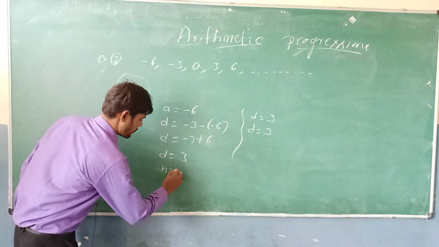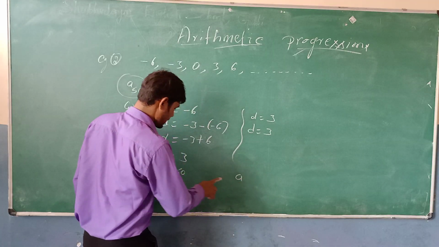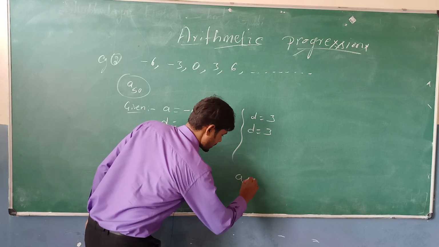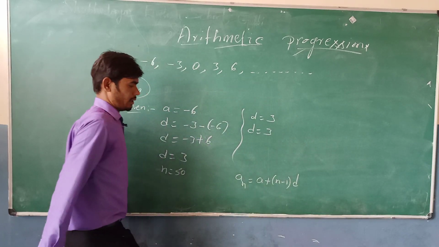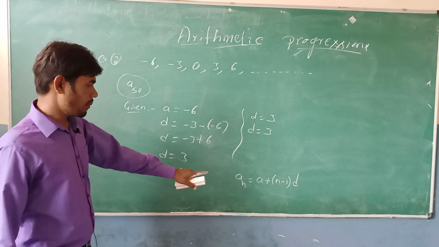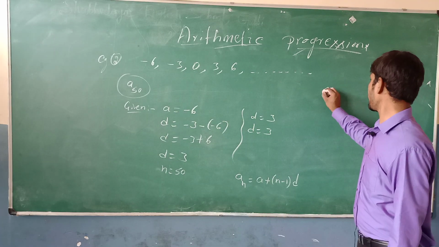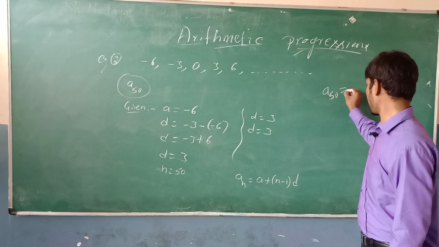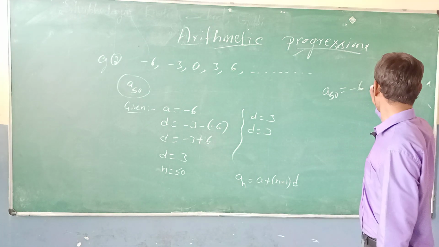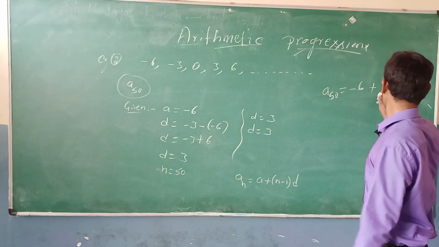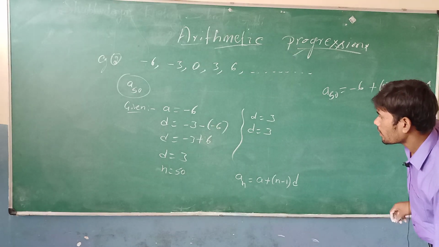Next, n is equal to 50. The formula is An is equal to A plus n minus 1 into D. Here substitute: A50 is equal to A, whose value is minus 6, plus n, which becomes 50, minus 1, and D will be 3.